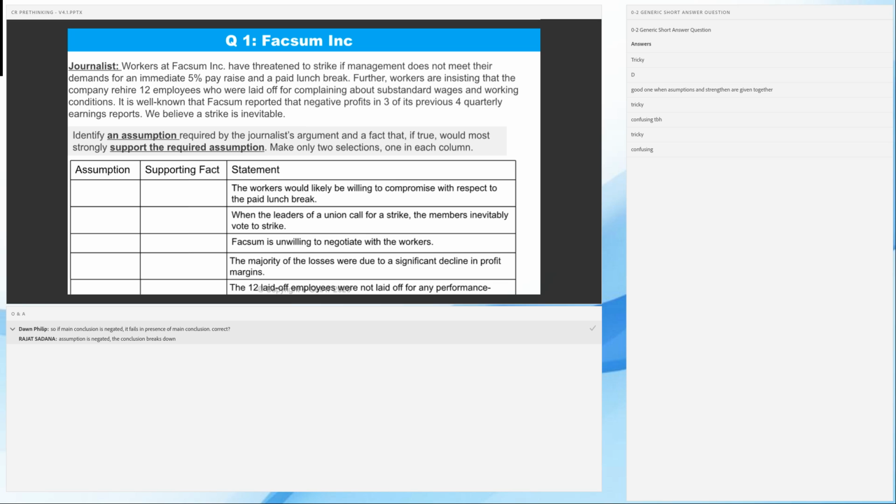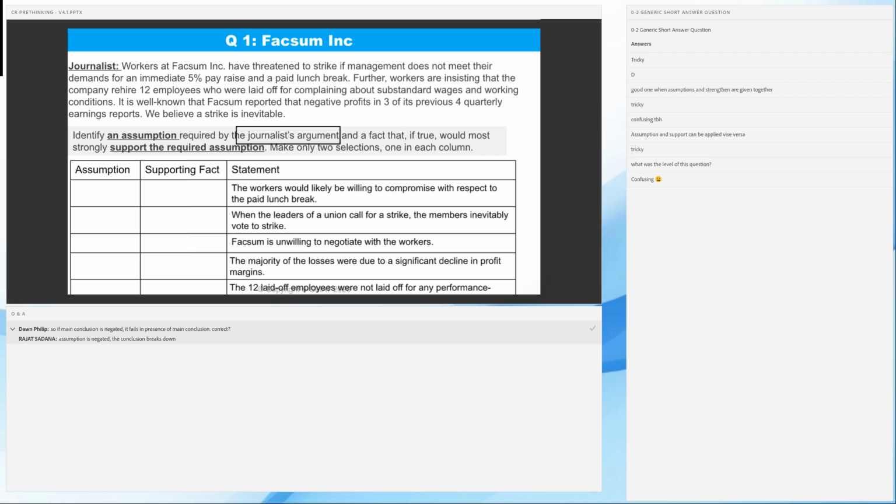Now, before we go through this, I'm going to go through the question stem so that you understand it, because the question stem is a bit atypical. Okay, again, 700 level question. Absolutely. So we have to identify an assumption over here. I'm going to highlight that. We have to identify an assumption required by the journalist's argument. That part's very standard. So this is a fairly standard assumption question.